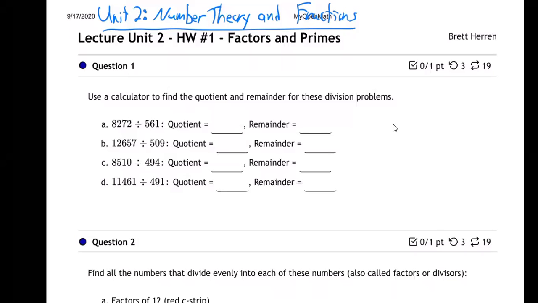This is a dividing problem, notice. So what I'm going to do for this question is take my calculator and divide 8272 by 561. I'm getting 14.745 and so on. So you grab the 14 and you put it right there.